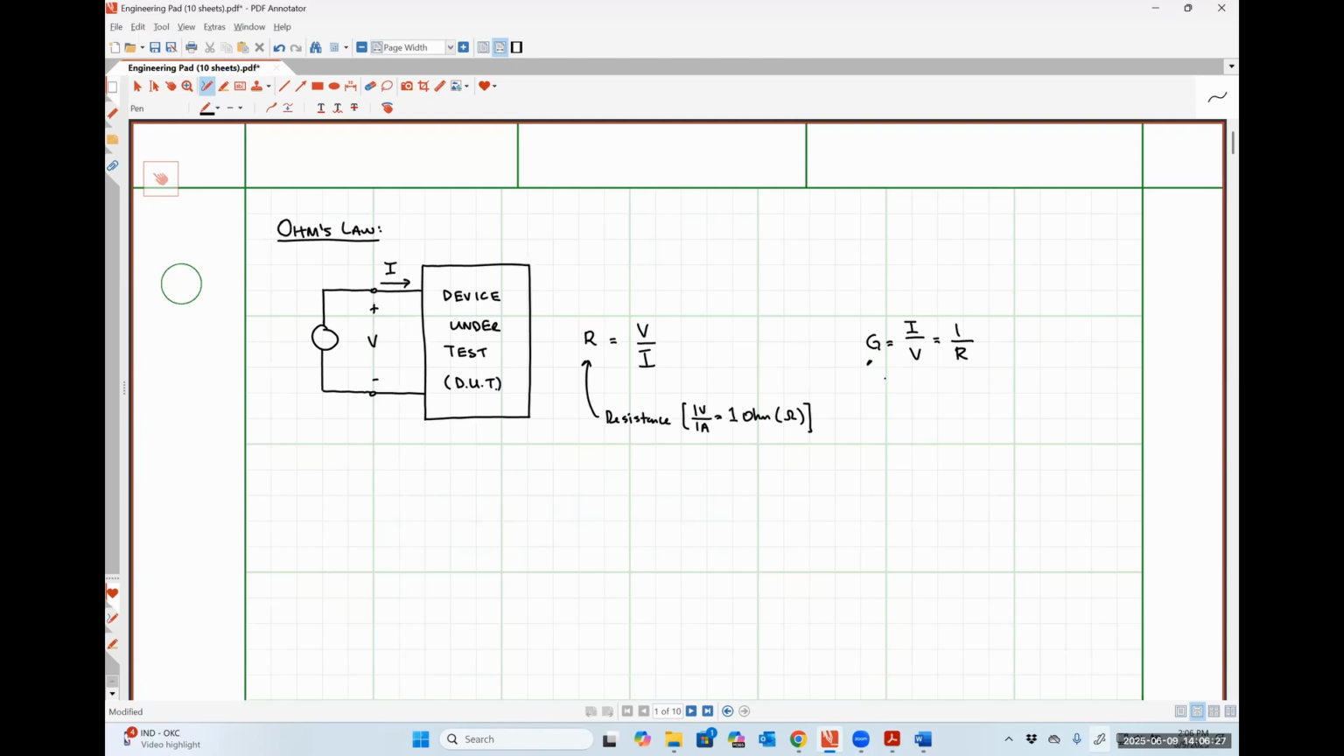So this G, as I mentioned a moment ago, is conductance. It has units of amps per volt, which we commonly call a Siemen, like the German electronics company, and its symbol is capital S. So these are two different representations of Ohm's law that we will see.